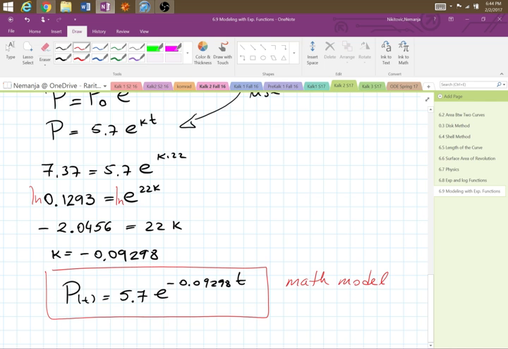Yes? I divided 7.37 by 5.7 and I got 1.29 instead of 0.129. Oh, I missed the point. Oh, wow, yeah. All of these numbers are now different. Well, that's okay. Oh, you write with pens? Well, you shouldn't. Oh, wait, I completely didn't catch that. Wow, the population is growing and I got negative k.